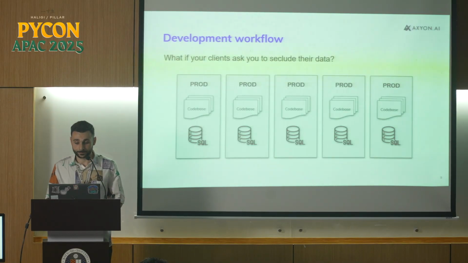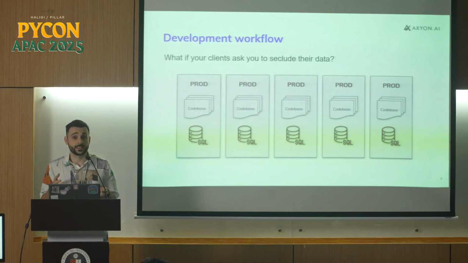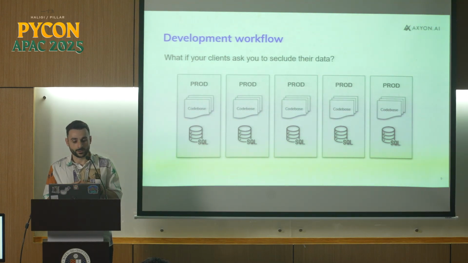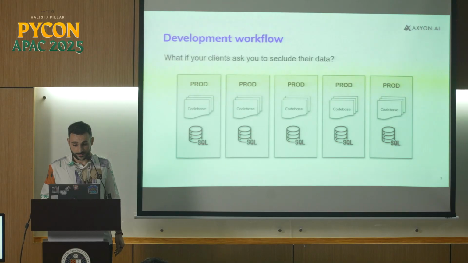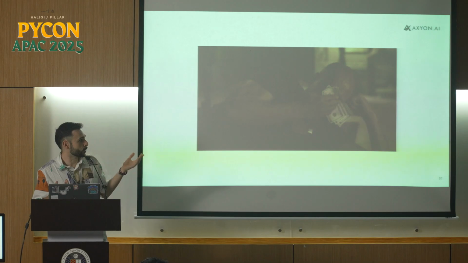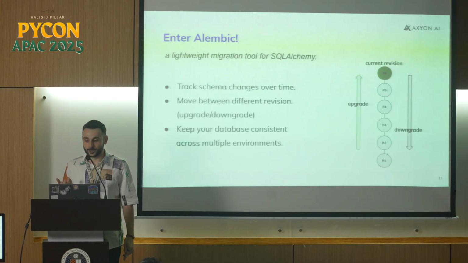But it gets worse. What if our clients ask us to isolate their data because of some sort of data governance policy? Maybe they want silos of independent production environments, and the architecture will look more or less like this one. The more clients we get, the more Luigi's face will look like this, because we have more money, but yeah, the pain is going to be bigger. So this is where Alembic comes into play.